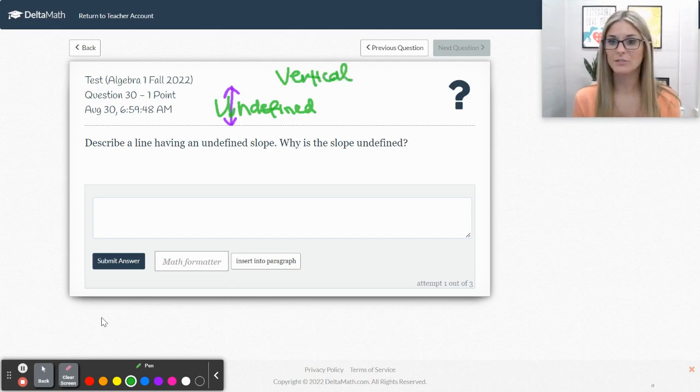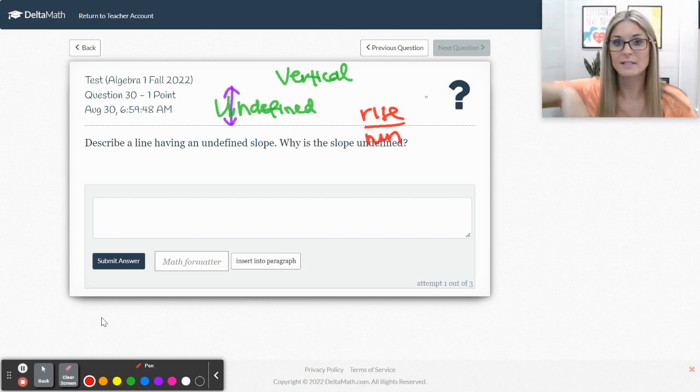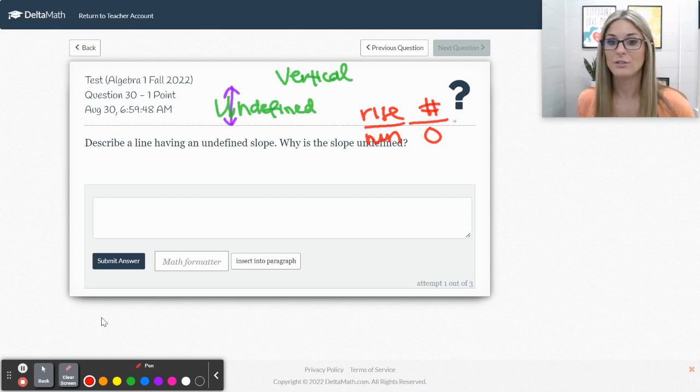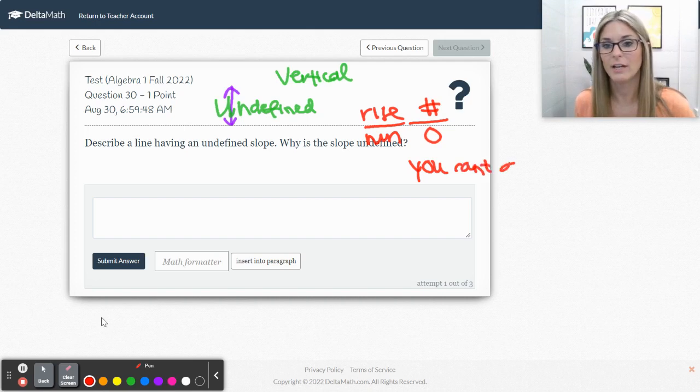Why is the slope undefined? Well, when you're doing rise over run, it's going to rise some infinite amount of values or go down if you want to count it that way. But it doesn't go side to side. It does not run at all. And so you cannot divide by 0. If you put it in your calculator, you're going to get an error message. You can't divide by 0.